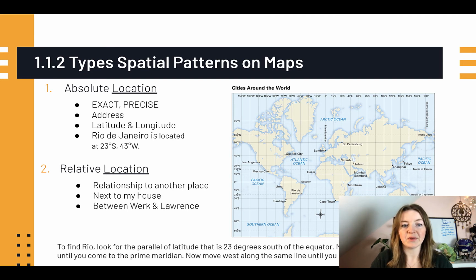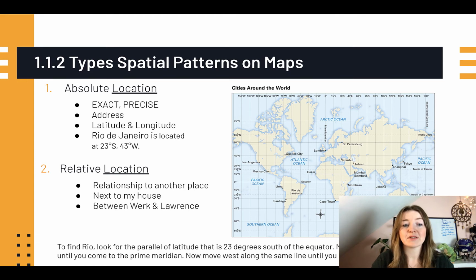So absolute means it's something that is absolutely exactly there. And absolute location is exact. It's incredibly precise. It's an address. So the school is at 425 Mitchell Avenue. It's latitude and longitude. We could say that Rio de Janeiro is at 23 degrees south, 43 degrees west.